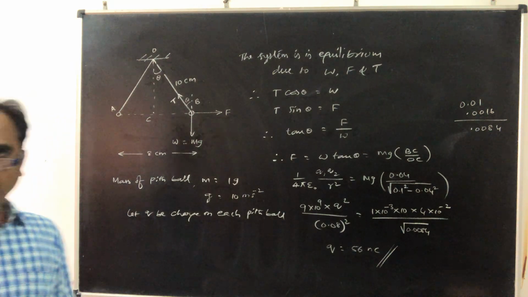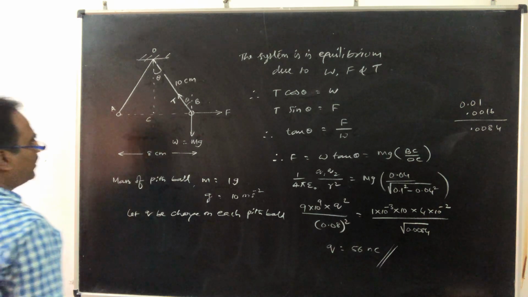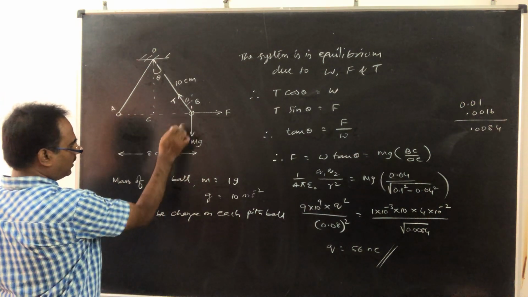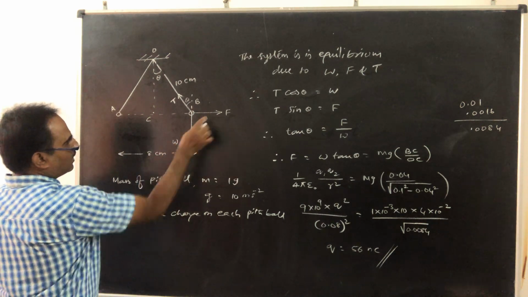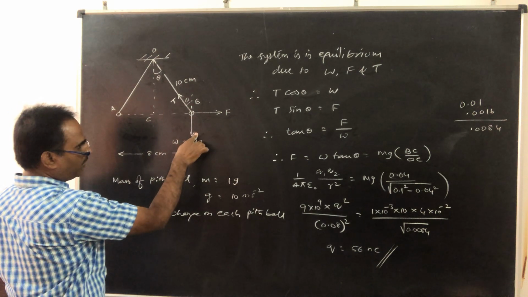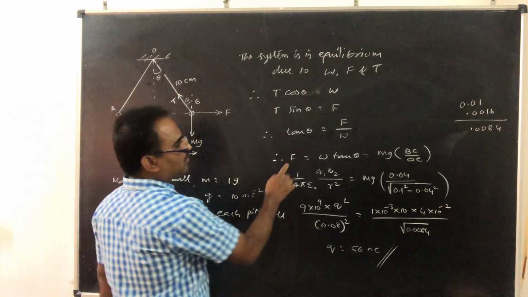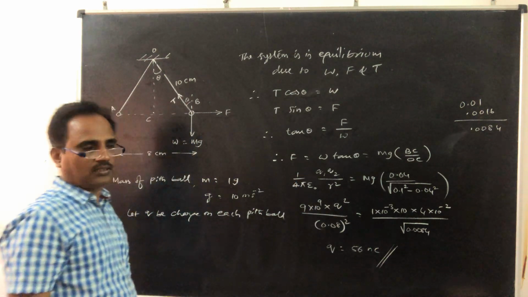So this is the idea in solving this type of problems. Here there are two charged pith balls. Because of repulsion, they tend to get separated by 8 cm. Under these three forces, the system is in equilibrium. So under the equilibrium condition, this becomes the force. From that force, we can find the charge.